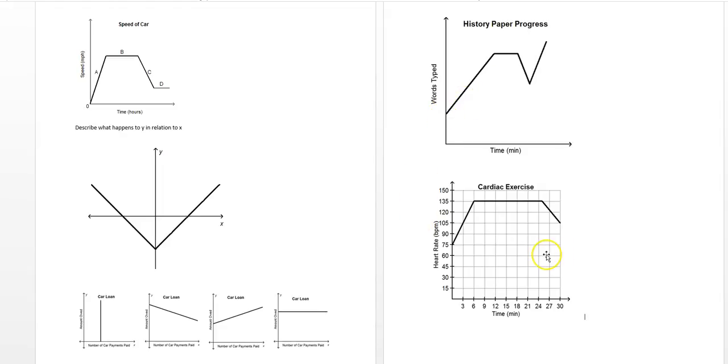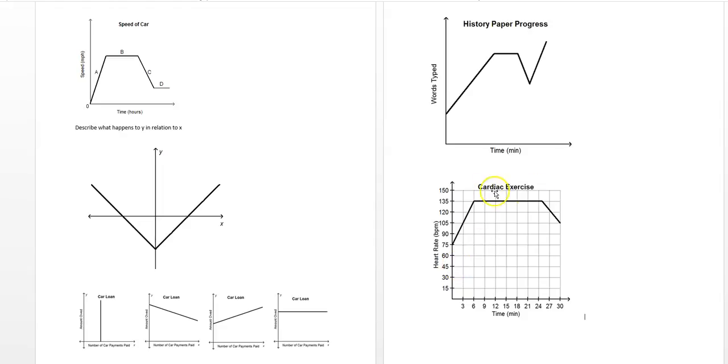Finally, in this graph, the story here, this is the heart rate, beats per minute, and this is time in minutes. So every 3 minutes, we're checking the heart rate to see what's happened. And you can see in this case, the heart rate started at 75. So the person just standing there doing nothing had a heart rate of 75 beats per minute.